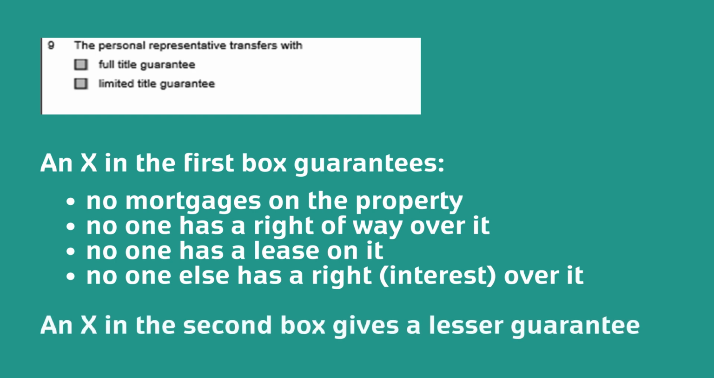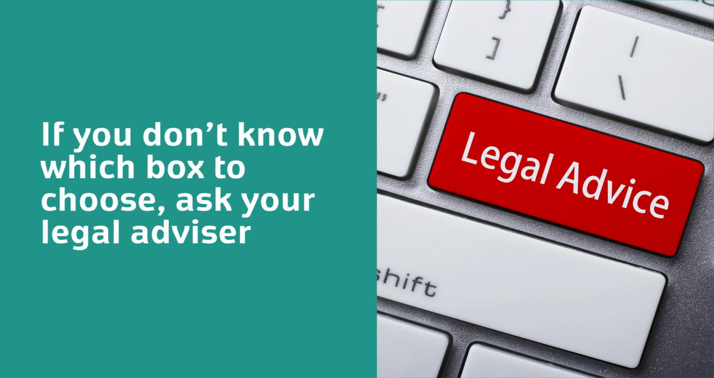If he puts an X in the second box, limited title guarantee, this means he is giving a lesser guarantee. In this case, he is promising that he hasn't taken a mortgage or let anyone else have an interest in the property, which still exists on the date of the assent. It is often the case that you, as the personal representative, are not able to give more than a limited title guarantee because you don't know what interests the deceased had created. If you don't know which option to choose, you should seek legal advice.